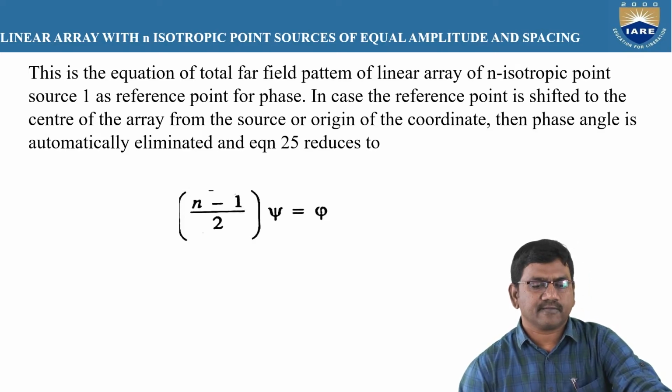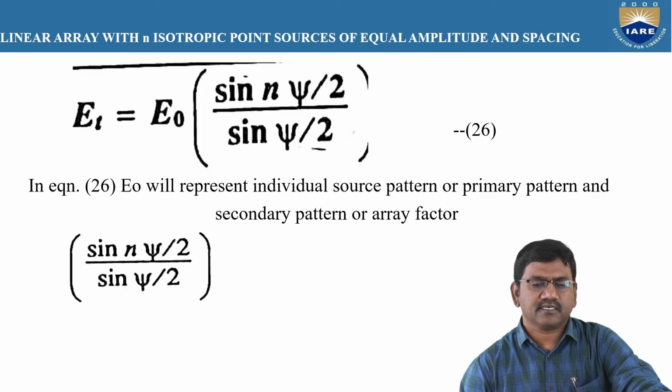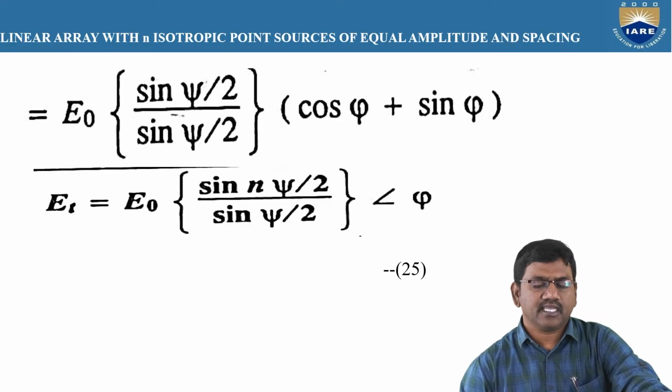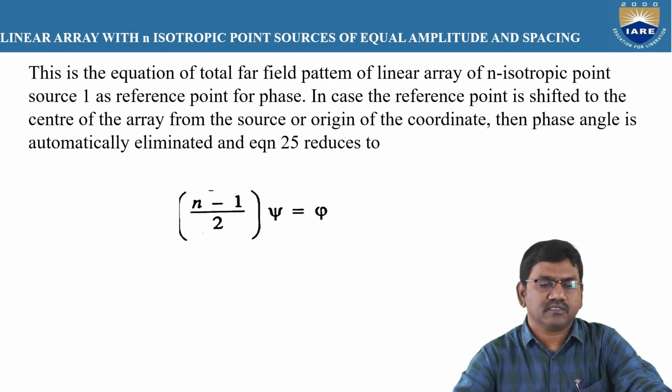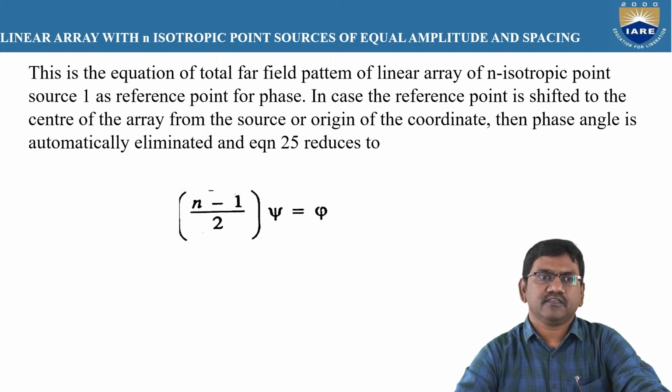From this expression, we are going to extend this for n isotropic point sources in the broadside array case. Here angle phi is taken as (n minus 1) by 2 into psi. This is the equation of the total far field pattern of a linear array of n isotropic point sources, with source 1 as the reference point for phase. In case the reference point is shifted to the center of the array, the phase angle is automatically eliminated and the equation reduces to (n minus 1) by 2 into psi is equal to psi.